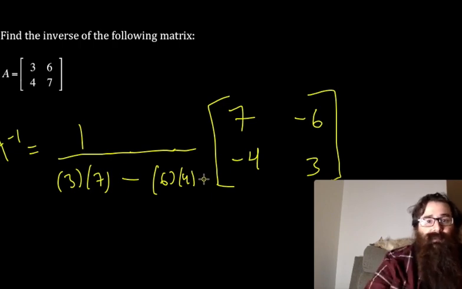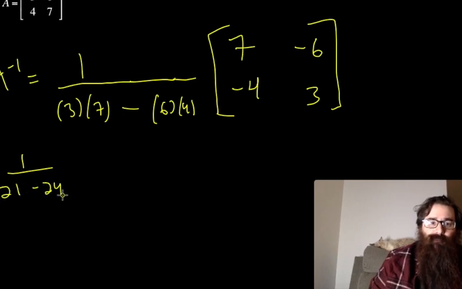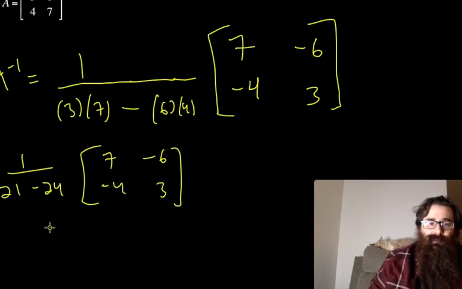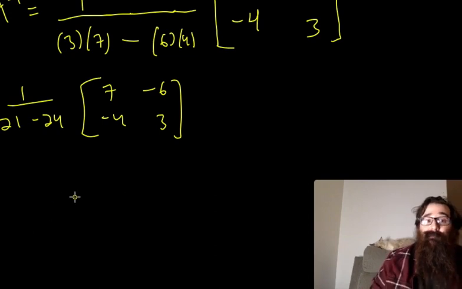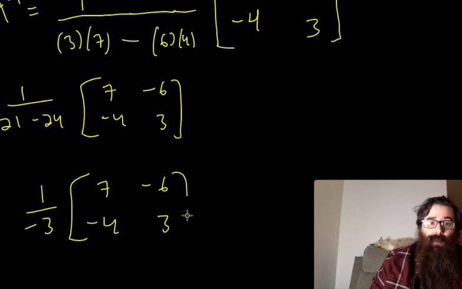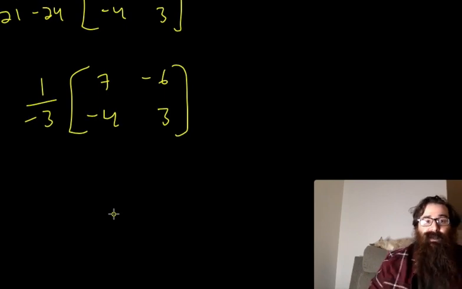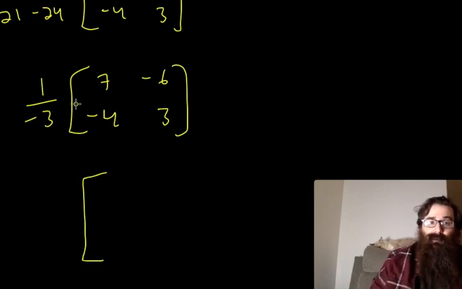And let's keep going with this, see what we can get. My coefficient, I have 1 over 21 minus 24. And then just rewriting, this is really 1 over -3. And now all I have to do is bring this -1/3 in. So the sign is going to flip, and I have to divide everything by 3. So here I'm going to get, well, -7/3. That's the best I can do.